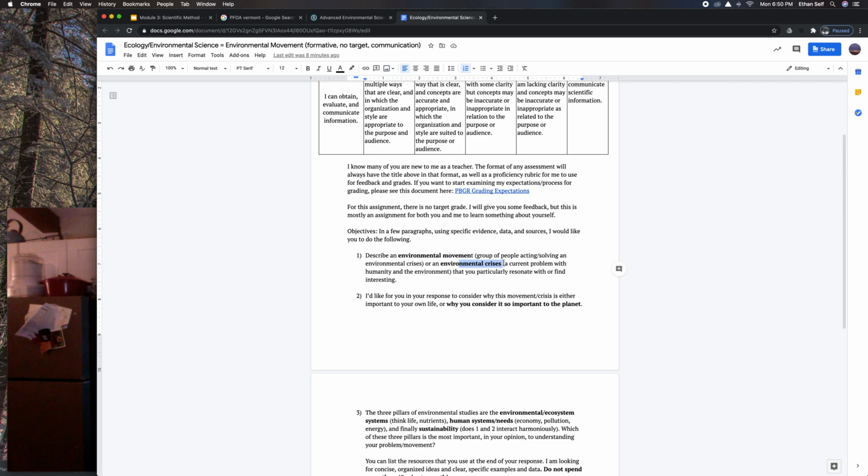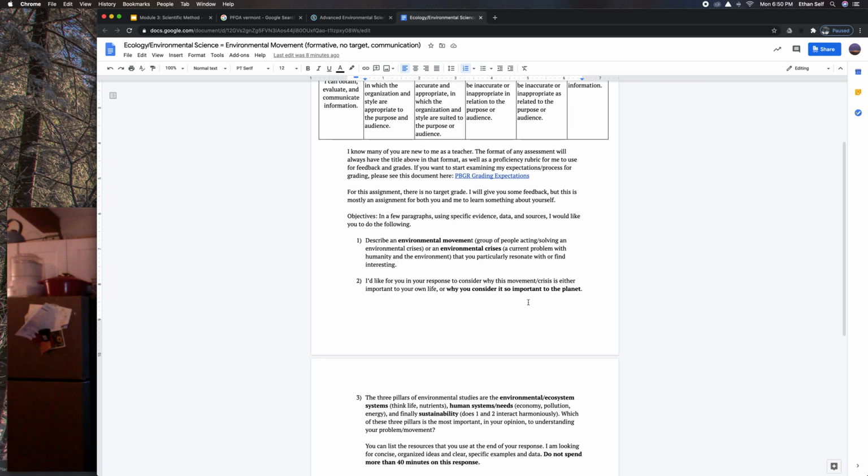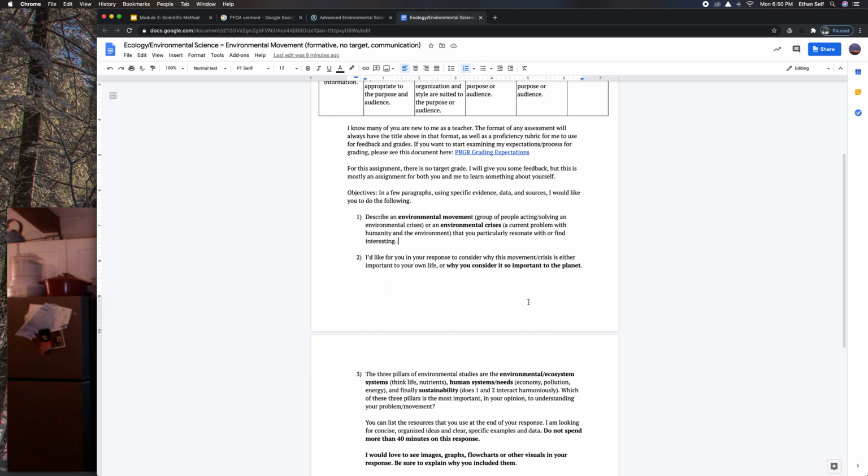Think about the forest fires in California right now. Maybe you could talk about water quality in Vermont that you particularly resonate with or find interesting. And if you don't have one off the top of your head, I've given some resources at the bottom of the document to maybe help you find one. Once you've picked and started to describe your movement or crisis, I want you to maybe tell me a little bit about why you consider it really important to the planet or your own life, or maybe it's both.